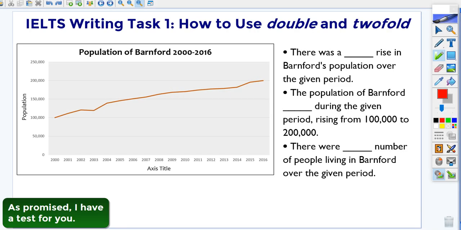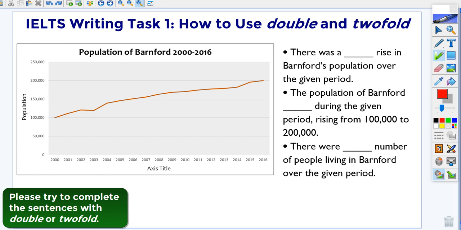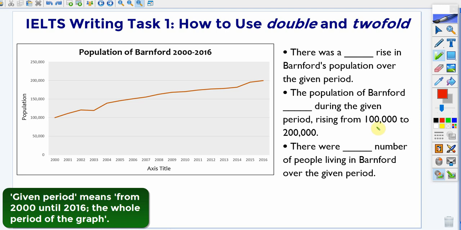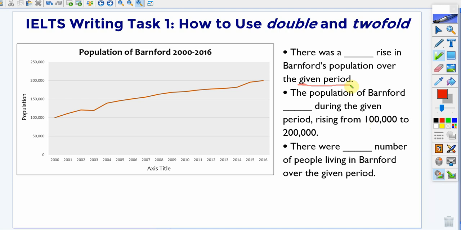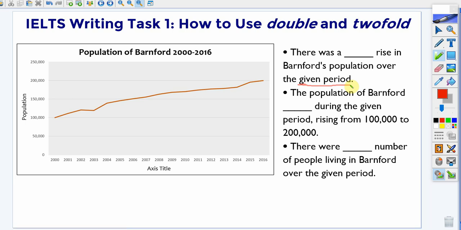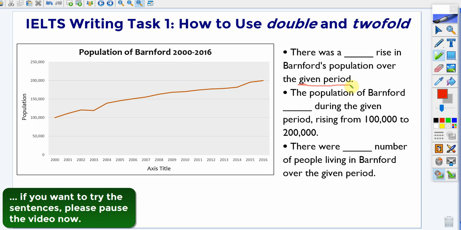As promised, I have a test for you. Please try to complete the sentences with double or twofold. Remember that double is a regular verb in the past simple. Given period means from 2000 until 2016, the whole period of the graph. I'm going to show you the answers in just a few moments, so if you want to try the sentences, please pause the video now.